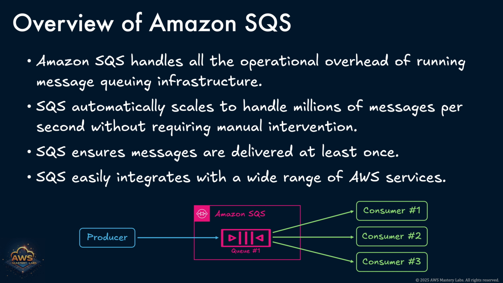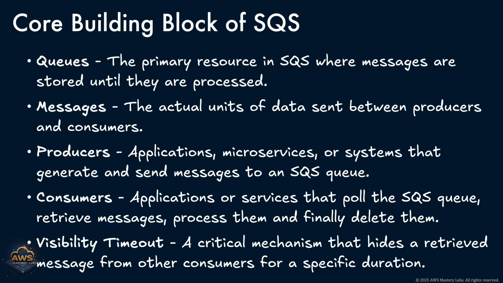In the illustration, a single producer sends messages to an SQS queue, which are then independently processed by three separate consumers, demonstrating how SQS enables true decoupling between components at the core of the architecture. Let's now explore the core building blocks of Amazon SQS, the foundational elements that make this service work.